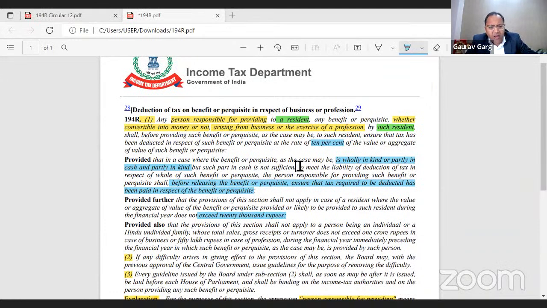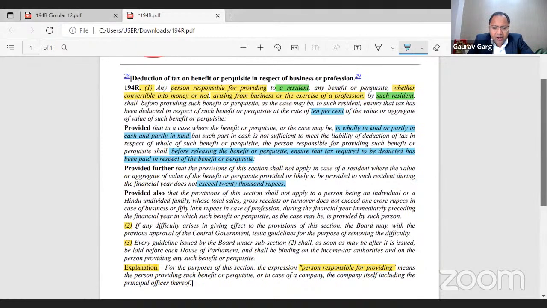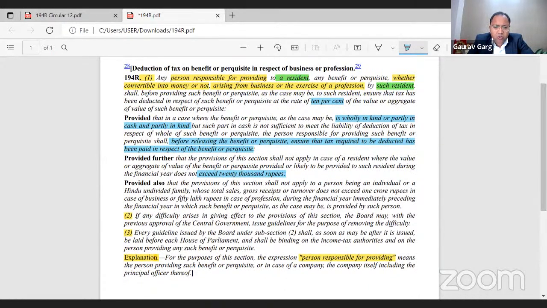So this is briefly on 194R. Before I move ahead, let me go through the last proviso, the third proviso to 194R, which says, provided that the provisions of this section shall not apply to a person being an individual or HUF whose total sales, gross receipts or turnover does not exceed 1 crore rupees, or 50 lakh in case of profession.